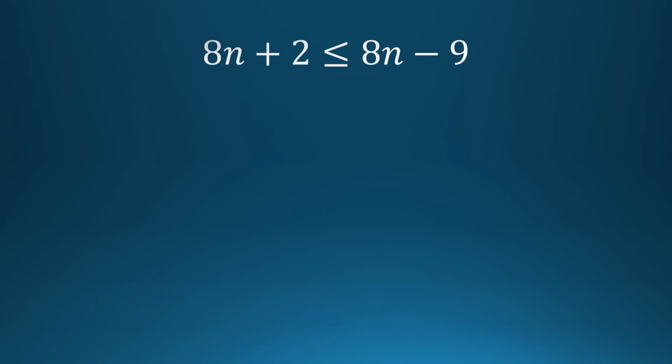And so what we want to do to do that is get all the variable terms on one side and all the numbers, the constant terms, on the other side. So I'm going to first get all of the variables on the left-hand side. And to do that, I'm going to subtract 8n from both sides. But notice what happens here. The 8n will cancel on the right-hand side and the left-hand side. So we're left with 2 is less than or equal to negative 9.